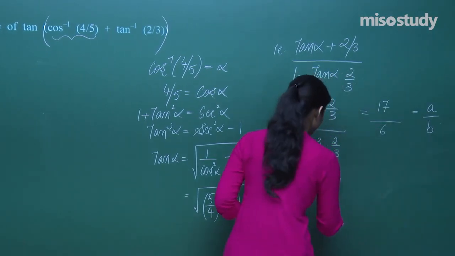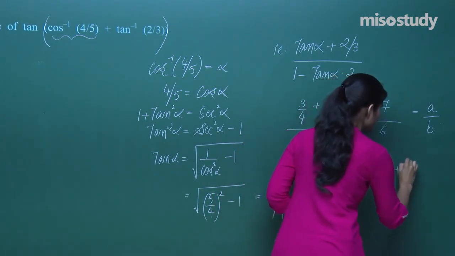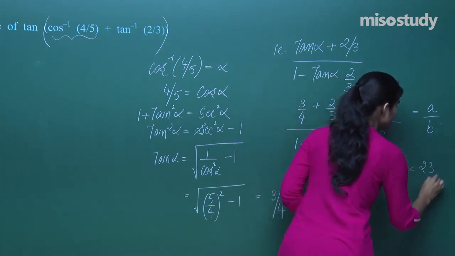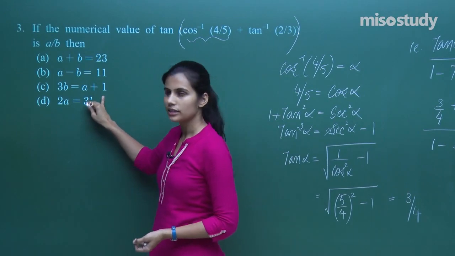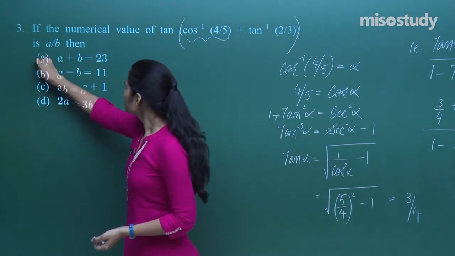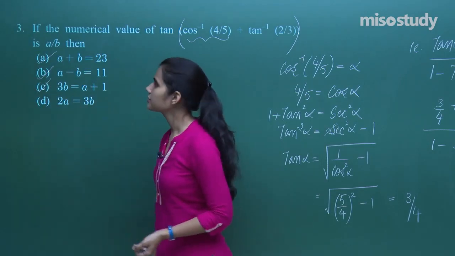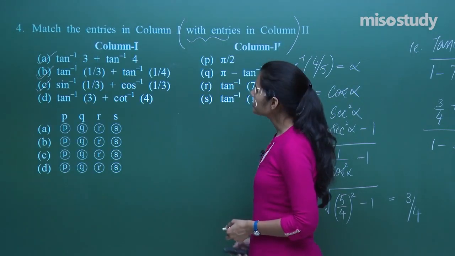So you basically get that a is 17 and b is 6. A plus b is 23, and also 3 times b is a plus 1, and also a minus b is 11. You know 17 minus 6 is 11. So this is correct, this is correct, this is correct. Clear? Next question, let's see what it is.